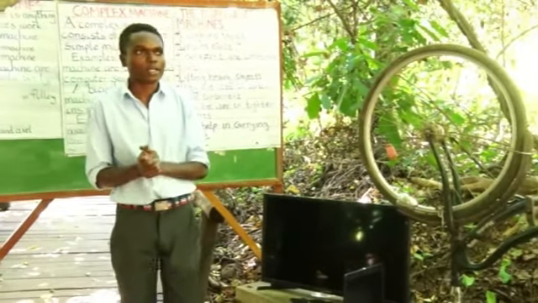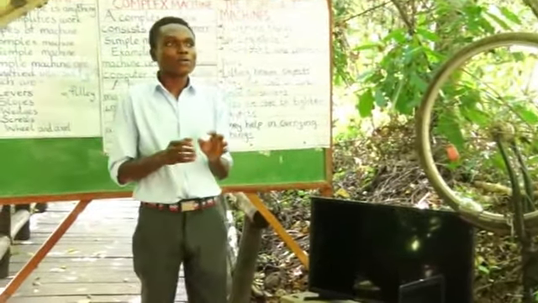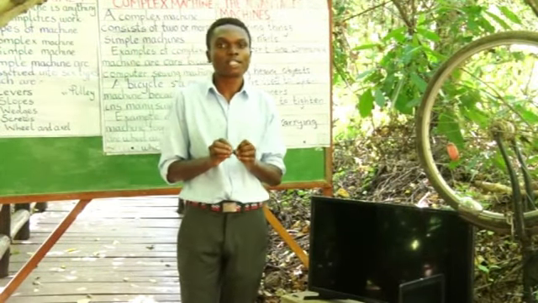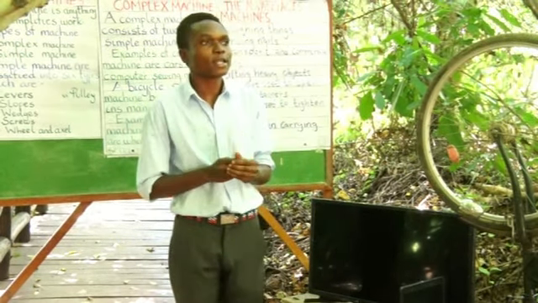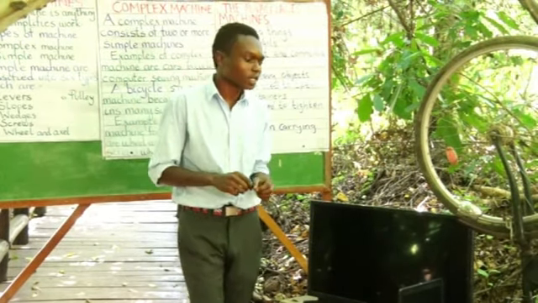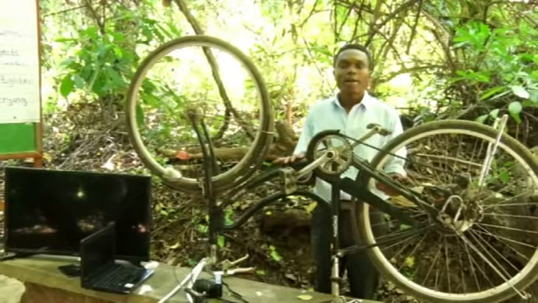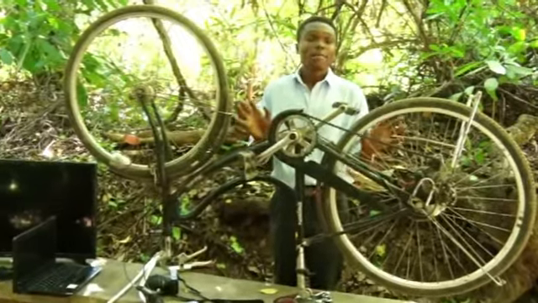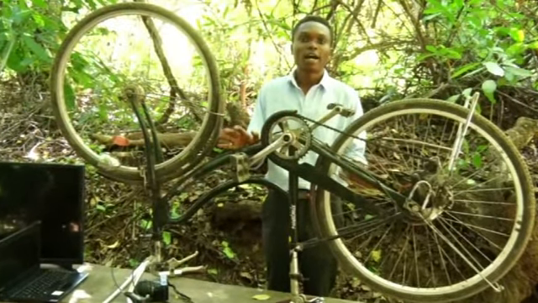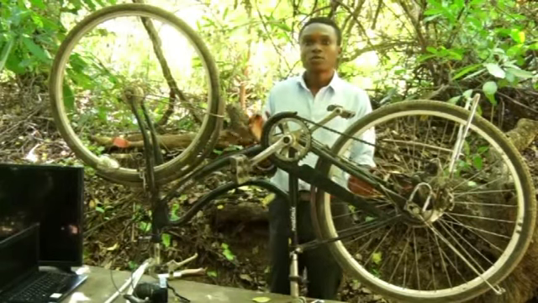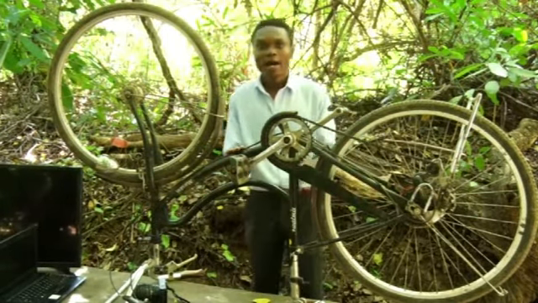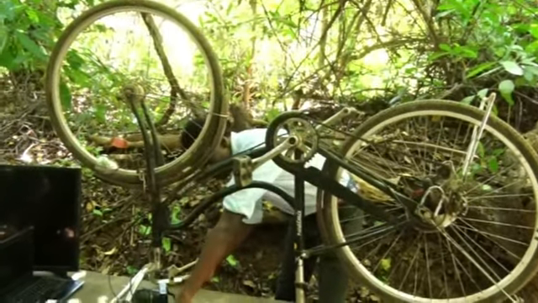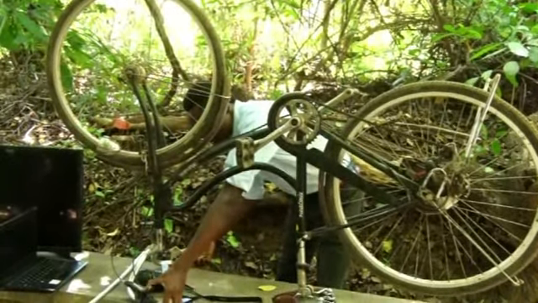My good pupils, when we say complex machine, a good example of a complex machine which we can observe properly, the simple machines found in it, is a bicycle. A bicycle is a good example of a complex machine because many of the simple machines are seen, starting with the levers. Where are the levers in this bicycle? We have these handles, we have the brakes.